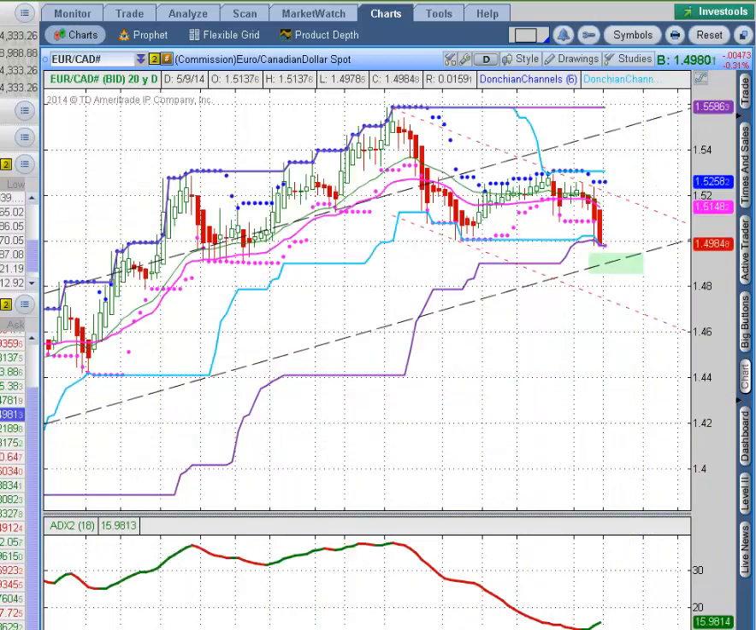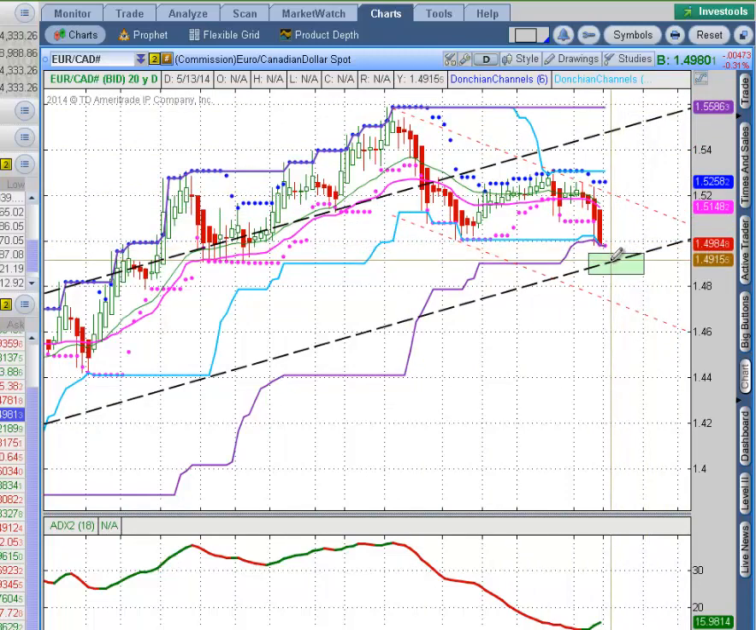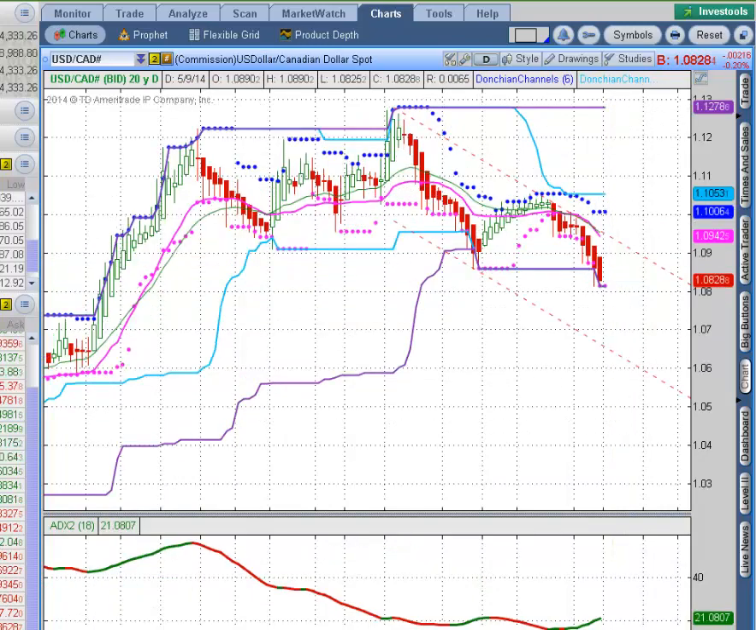The third pair is the Euro Canadian dollar. This is in a short-term downtrend channel. It would be a bearish trade. However, we would be trading into the bottom of this long-term uptrend channel. The last pair is the US Canadian dollar. This is in a short-term downtrend channel, and it would be a bearish trade.